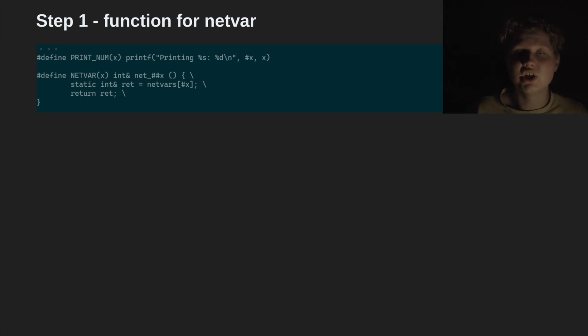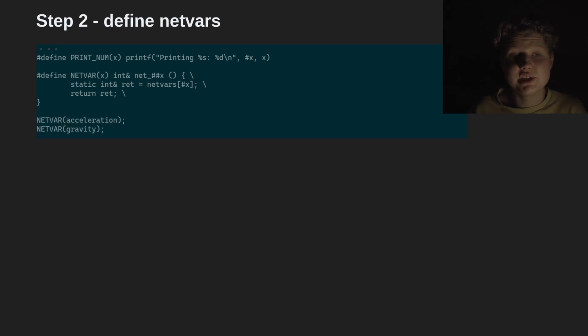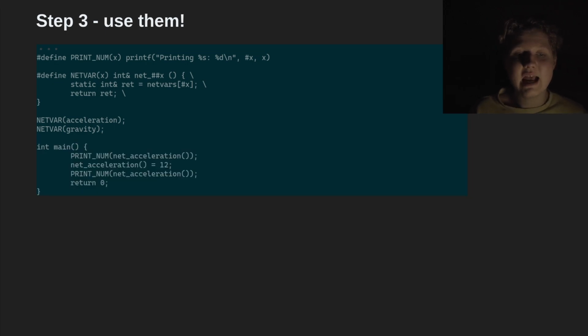So it creates a function. For instance, for acceleration it would be net_acceleration, for gravity it is net_gravity. Then it goes into the body and retrieves the acceleration, for instance, and then it just simply returns it out. As simple as that. Then you just define two netvars, one for acceleration, one for gravity, and then you just use it as usual as actual functions rather than map lookups.